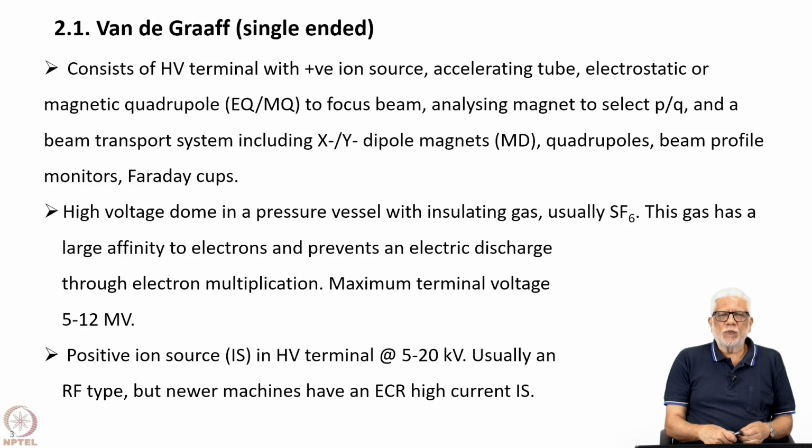The high voltage dome, of course, is in a pressure vessel, with an insulating gas, and the best insulating gas that we know of for such purposes is sulfur hexafluoride, SF6. This gas has a large affinity for electrons.